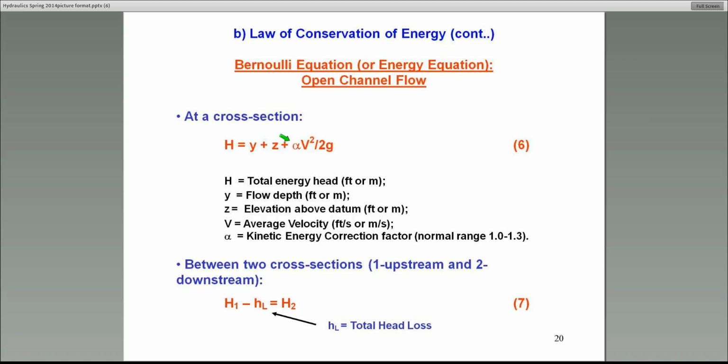Now, I do throw in a term here, a coefficient called alpha, which we often refer to as a kinetic energy correction factor. The typical range of that coefficient, by the way, is between 1 and 1.3. If they don't give it to you, just assume 1. Okay? Why is it there? Well, I won't get into the details of it in this discussion, but essentially, the moment you represent the flow using average velocity in a cross section in a channel, the actual velocity cannot be the average velocity because the velocity at the channel bottom, for example, must be 0.